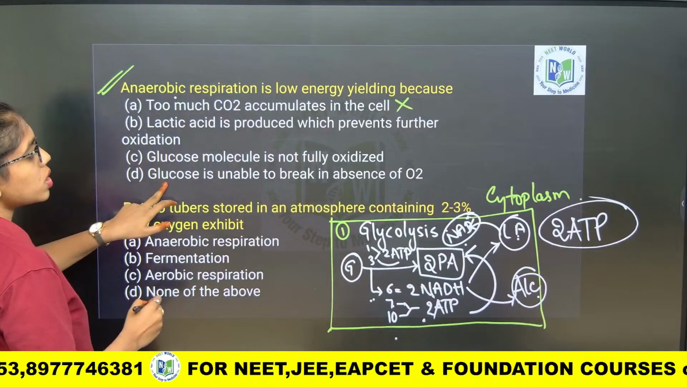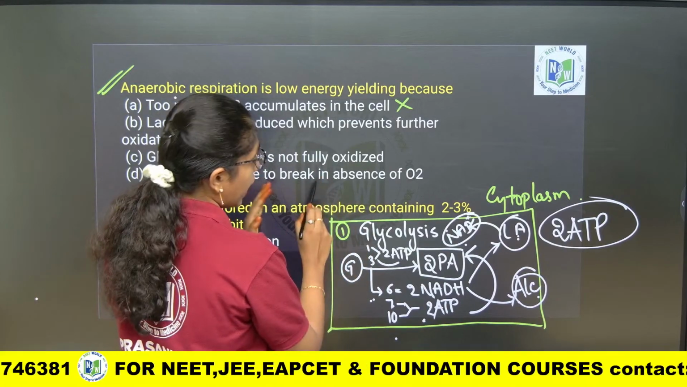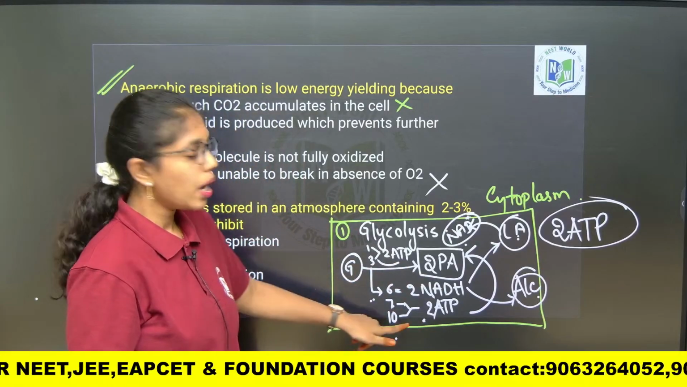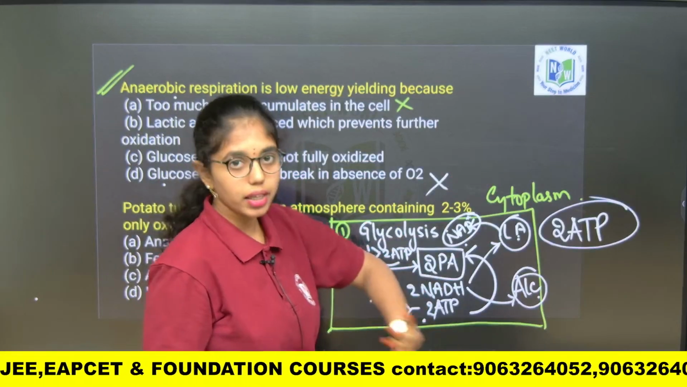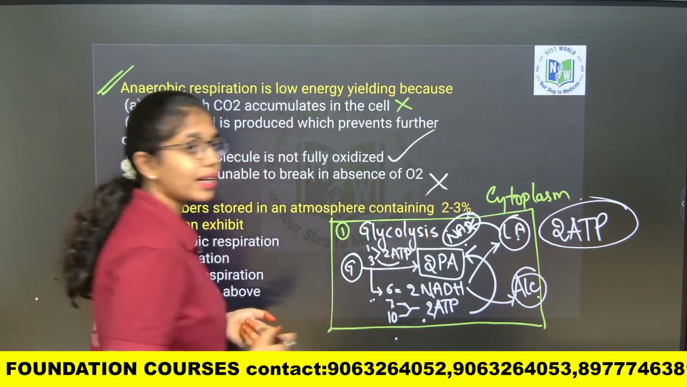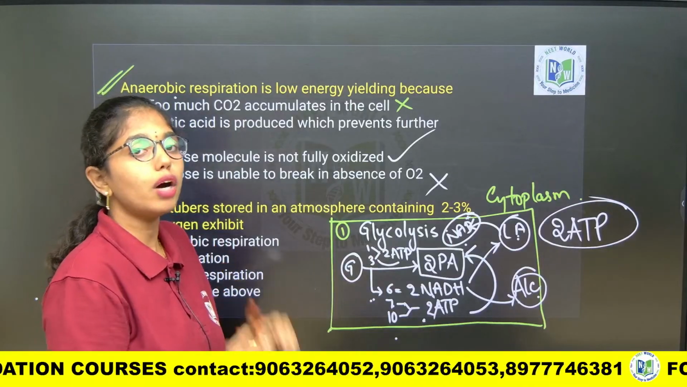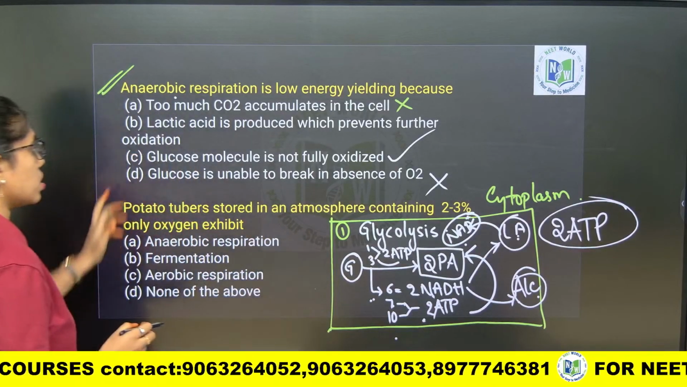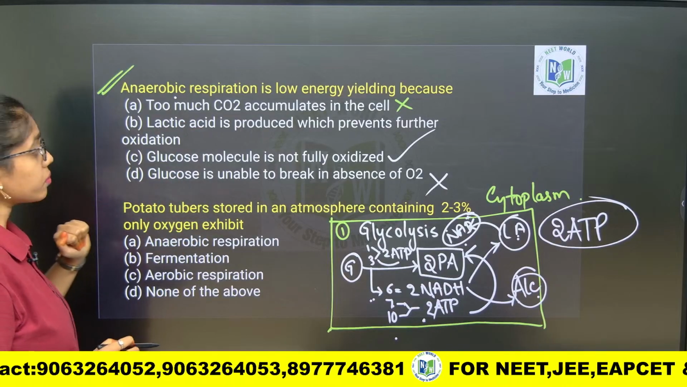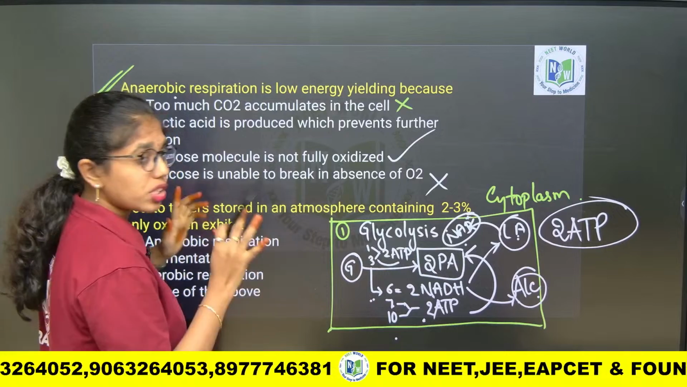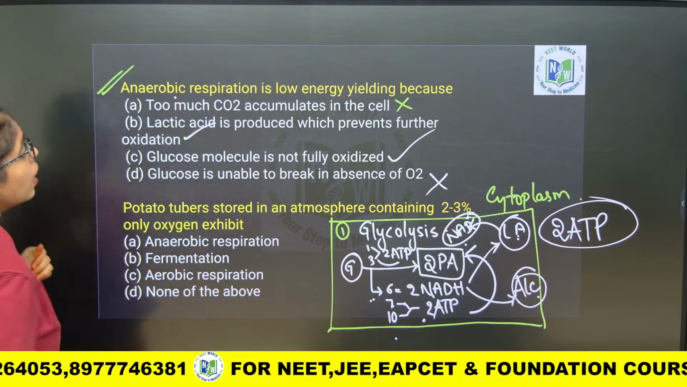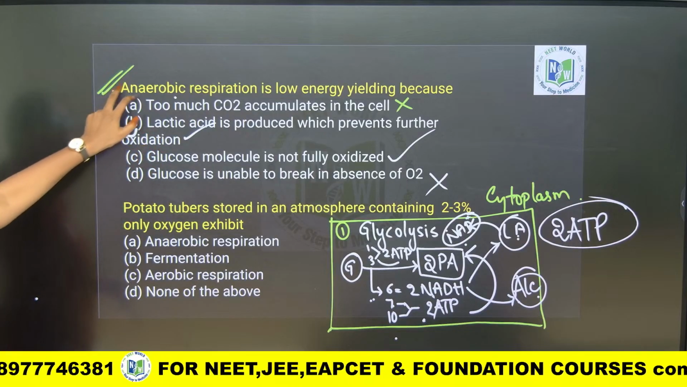So here, glucose is unable to break in the absence of oxygen, that is wrong. It can break into 2 molecules of pyruvic acid and then to lactic acid or ethanol. Glucose molecule is not fully oxidized, this is true. We will call it what? Incomplete oxidation of glucose in the absence of oxygen. Lactic acid is produced which prevents further oxidation. Yes, lactic acid is produced, this will prevent further oxidation. This is also true, but this will not serve the purpose of the question.